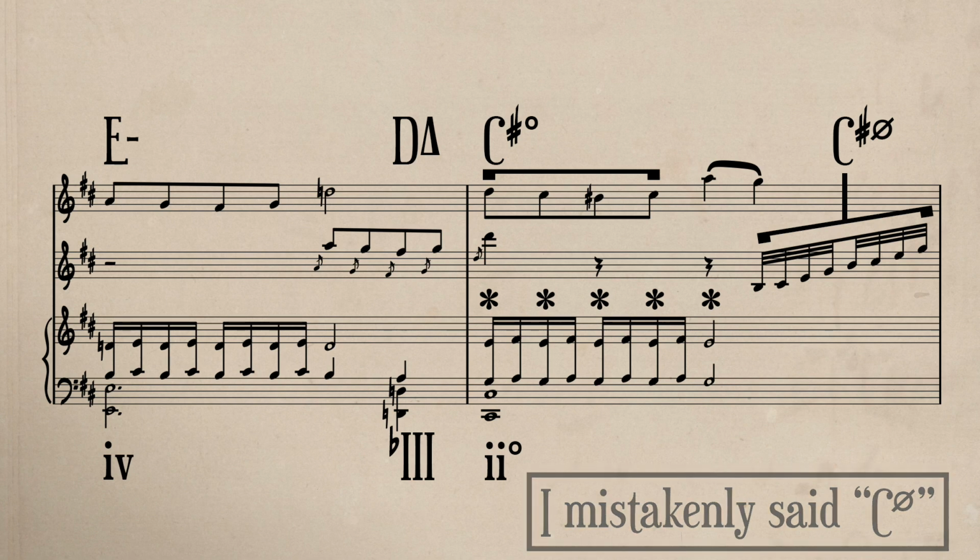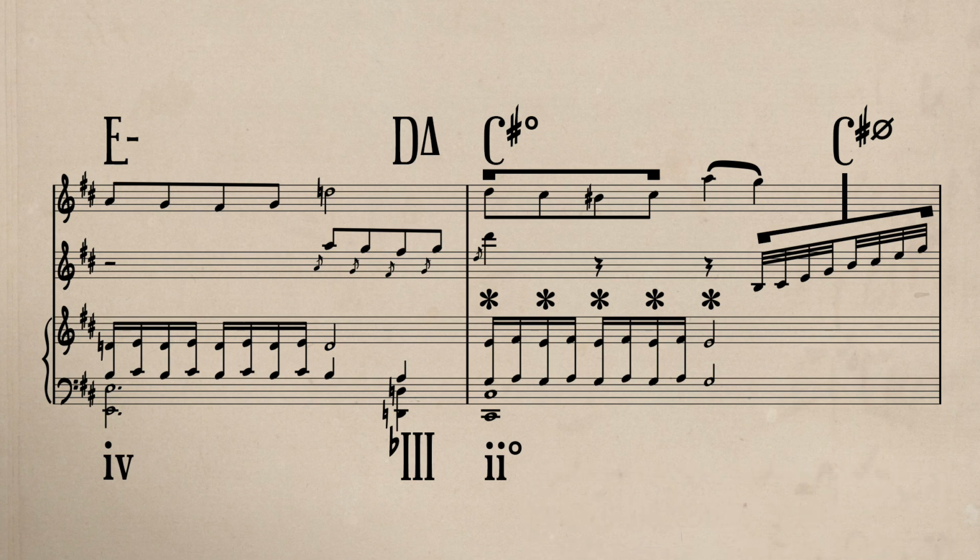With all of this said, however, the label doesn't really matter. Your interpretation of the harmony's label might be different than mine, and that's okay. The main point is that this measure, as well as the previous, is functioning as a preparation of the dominant F sharp major.